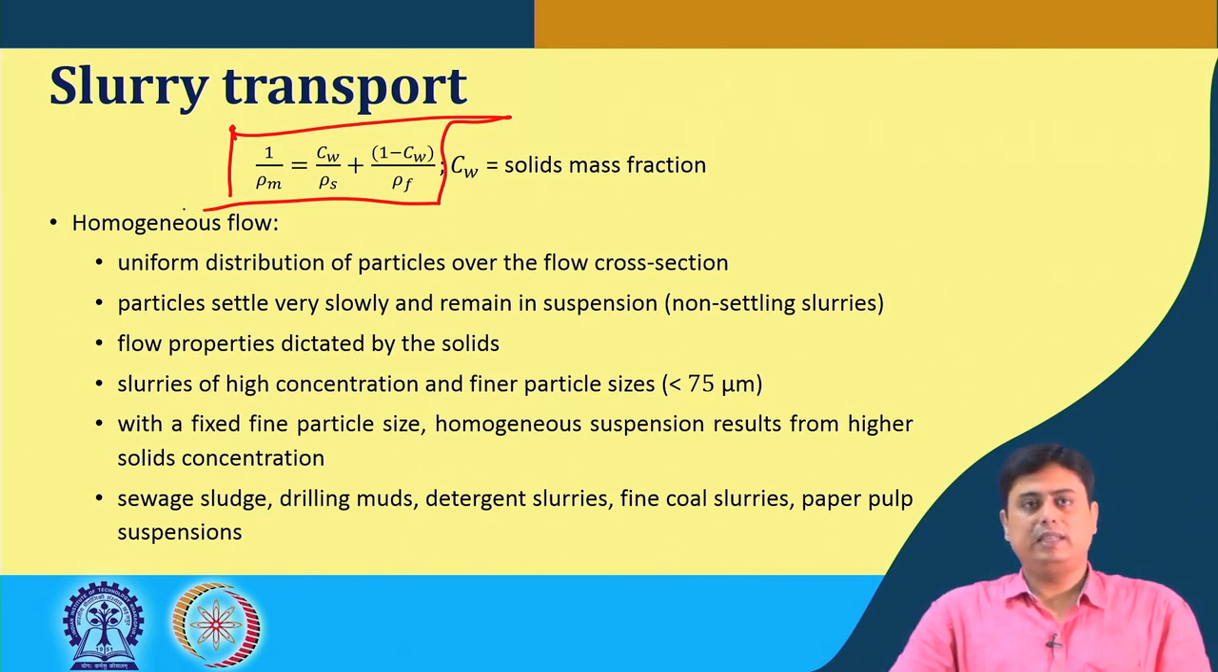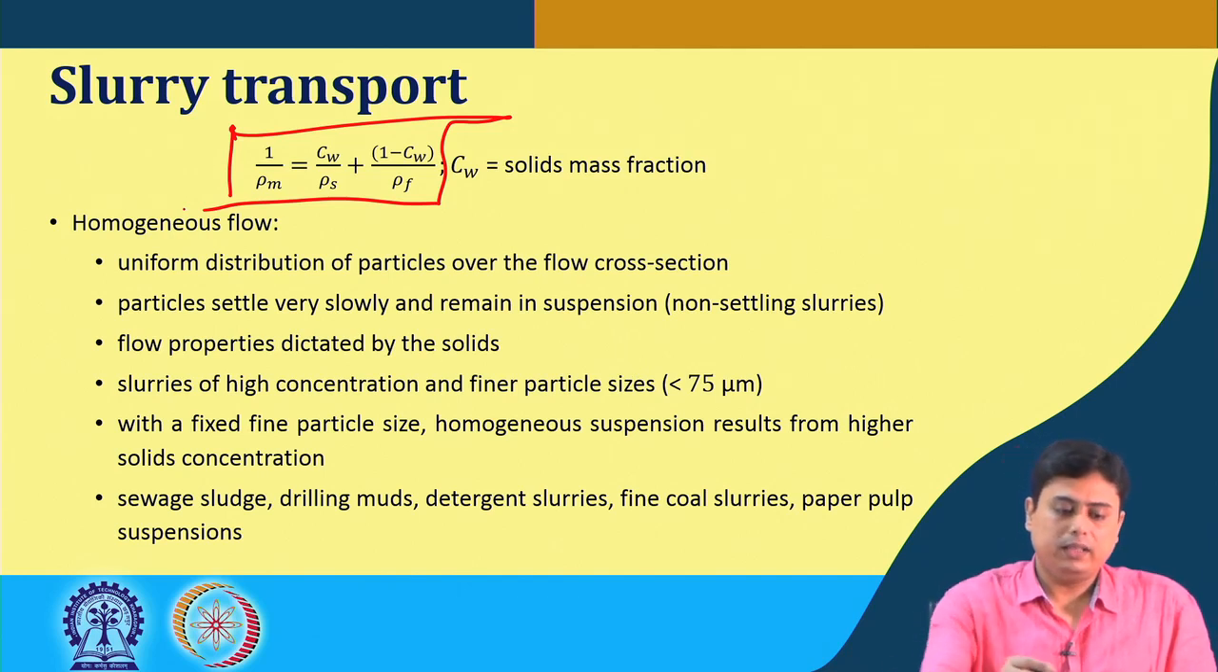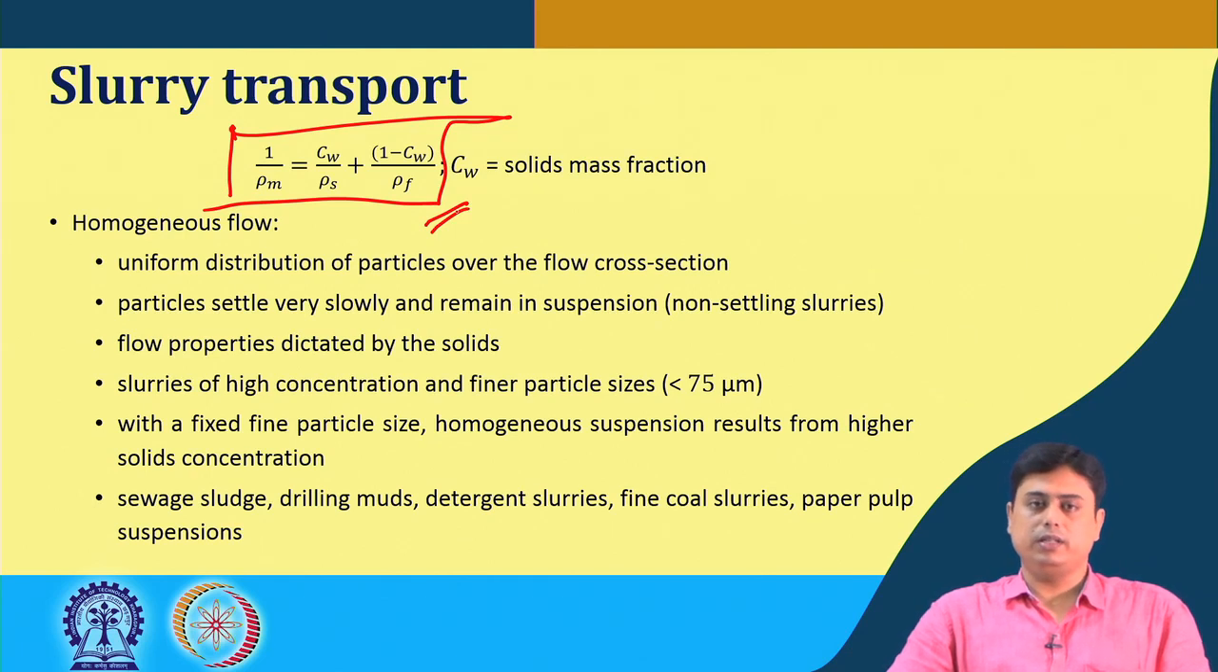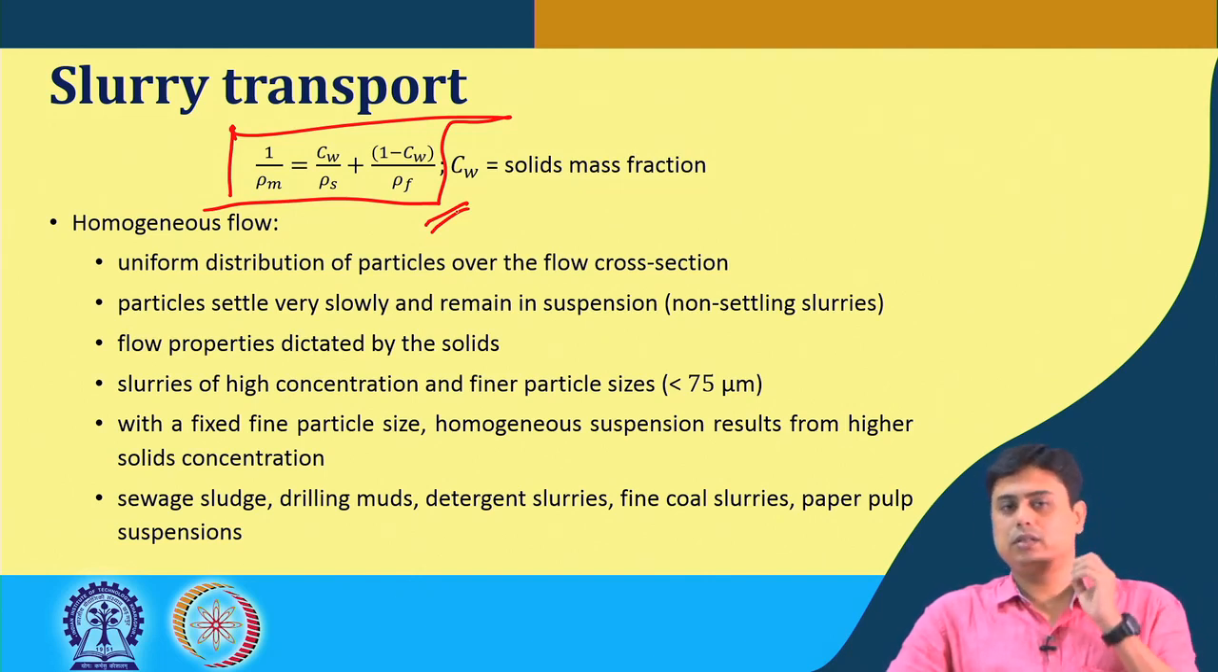Where Cw stands for the mass fraction of the particulate solid. So, by this way also we can find out the mixture density. Either for a slurry, we can know the mass fraction of the particulates or the volume fraction of the particulates. Based on either of this information, we can obtain its mixture density.